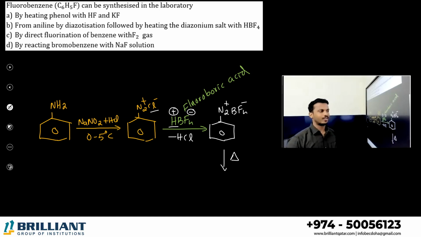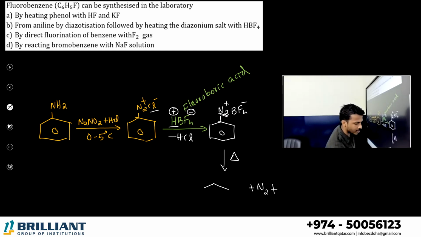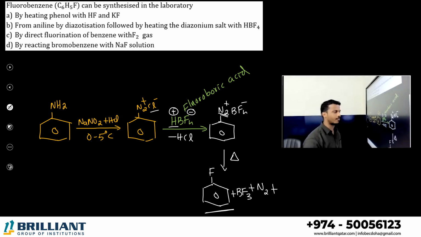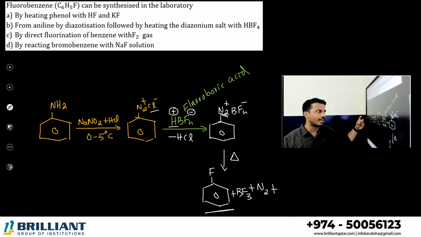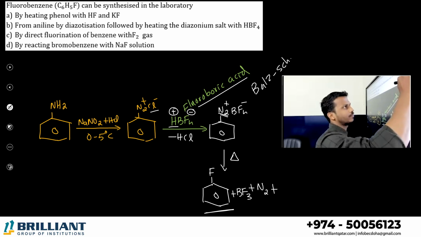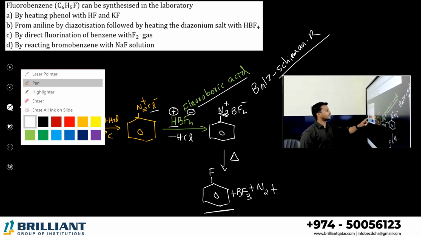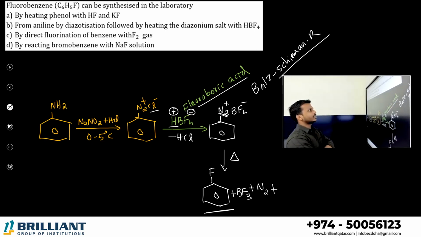When you simply heat it, nitrogen gas is evolved. From BF4-, one of the fluorines attacks the benzene ring, and we get fluorobenzene. And the remaining one is BF3. This is the product. So fluorobenzene you can prepare from benzene diazonium chloride by treating with fluoroboric acid. This reaction is known as the Balz-Schiemann reaction. Balz-Schiemann reaction. So what is the answer, students? Fluorobenzene can be synthesized in the laboratory.